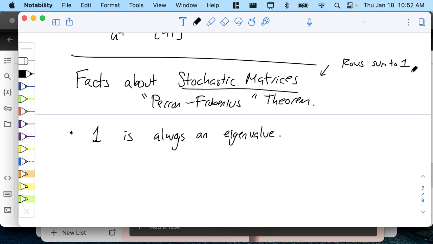Why is 1 always an eigenvector? Well, you can do the following calculation. You can take the matrix M and multiply it by the column vector 1, 1, 1, 1, dot, dot, dot, 1. If you multiply M by this column vector, what do you get? Does anyone know? This is like a jokey question, because you don't actually have to think very hard. You don't have to know what M is. There's one fact you know about M, which is that the rows sum to 1.